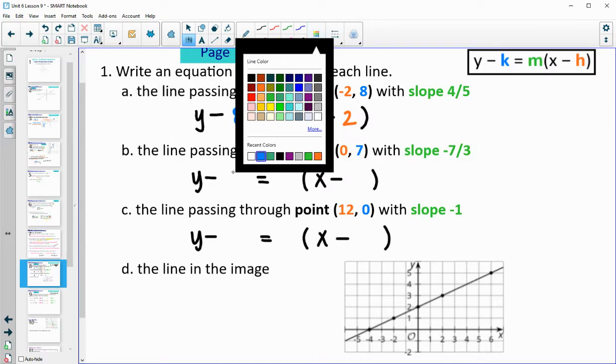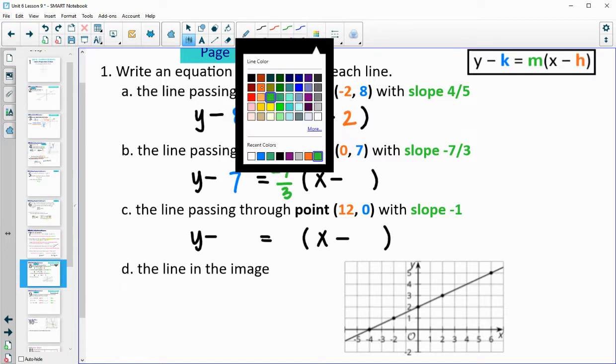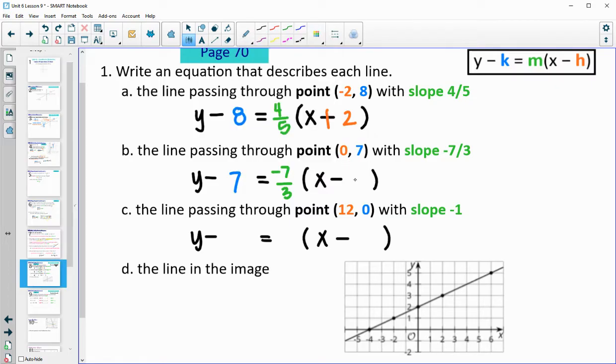So do it again for the next one. So y minus the y coordinate. So y minus 7 equals the slope. So the slope is -7/3 times x minus the x coordinate, and the x coordinate in this one is 0. So we could rewrite this one if we wanted to clean it up a little and just say y minus 7 equals -7/3 x, because x minus 0 is just x.